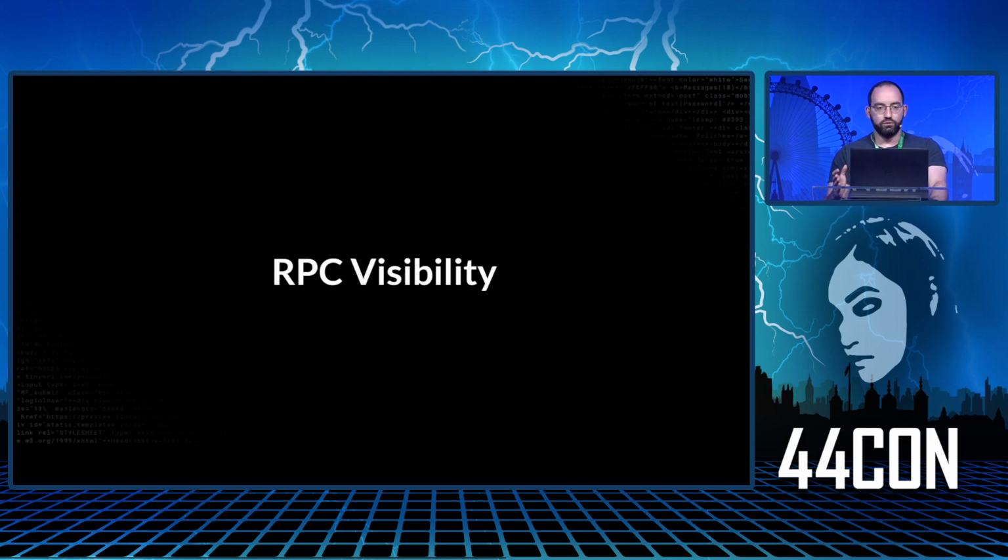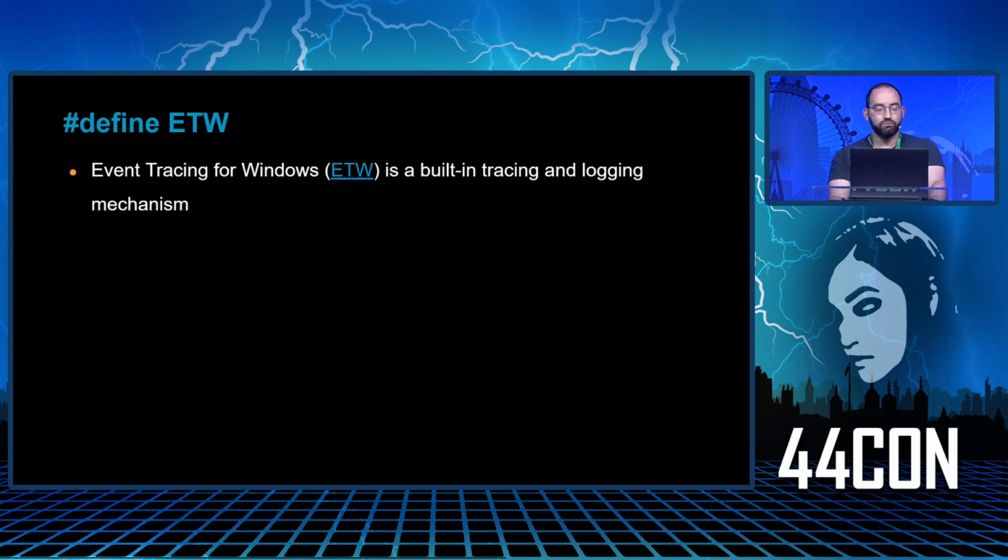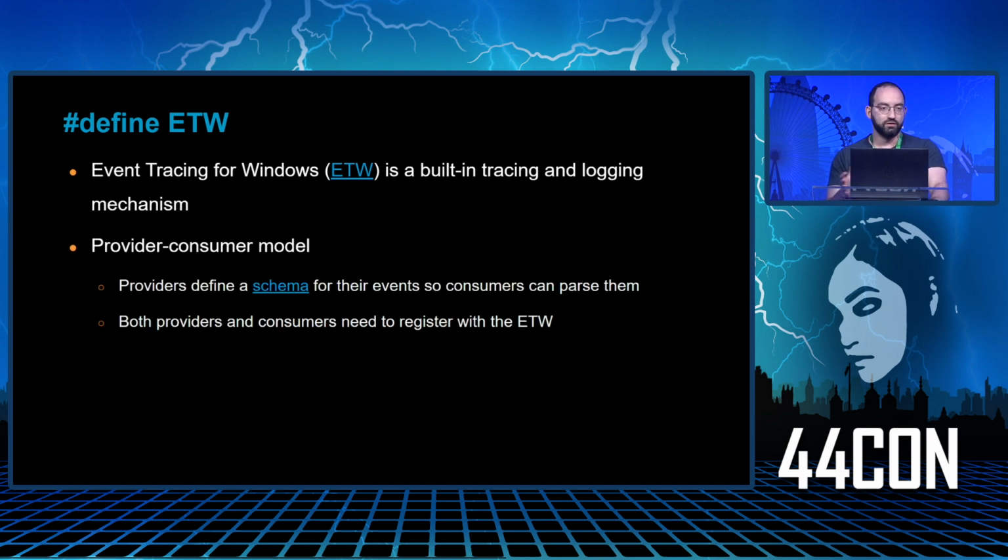So let's move on to see how we can detect what exactly is being passed or requested with RPC. For that, we will be using ETW, or Event Tracing for Windows, which is a built-in tracing and logging mechanism in the Windows operating system. It works in a provider and consumer model, so providers, those that generate events, define a schema so that clients or consumers can know how to parse their events.